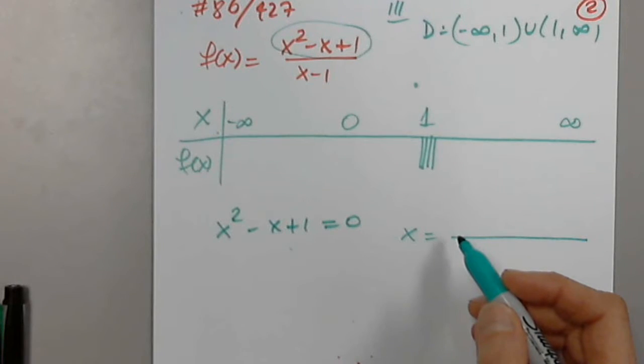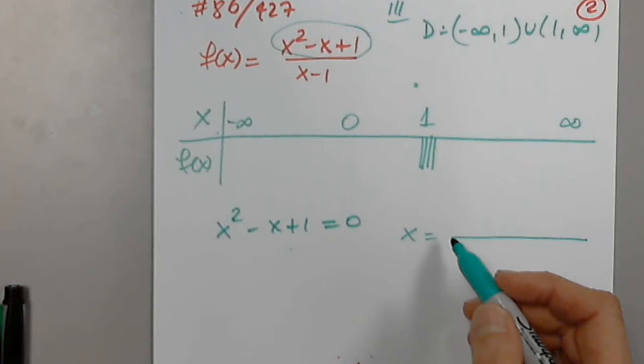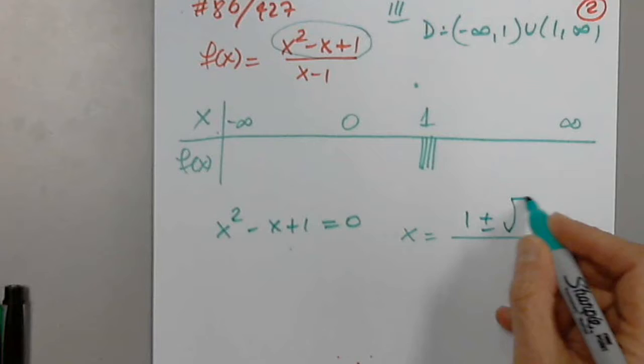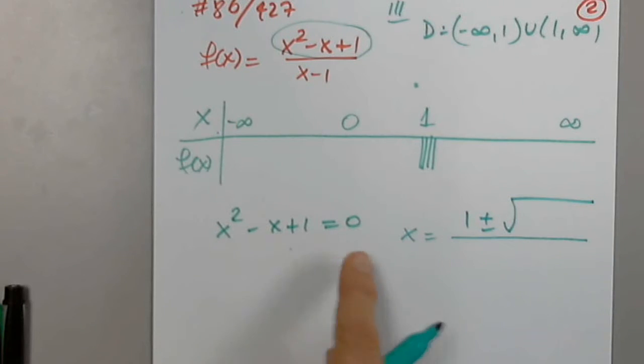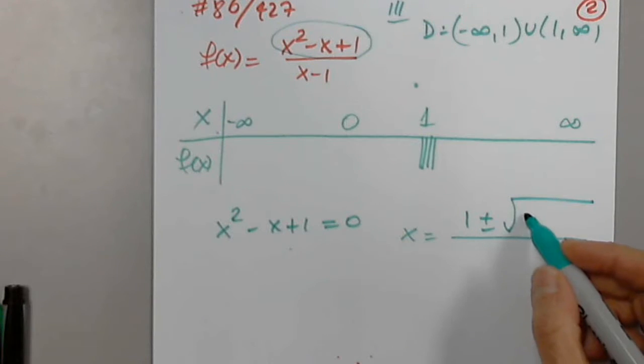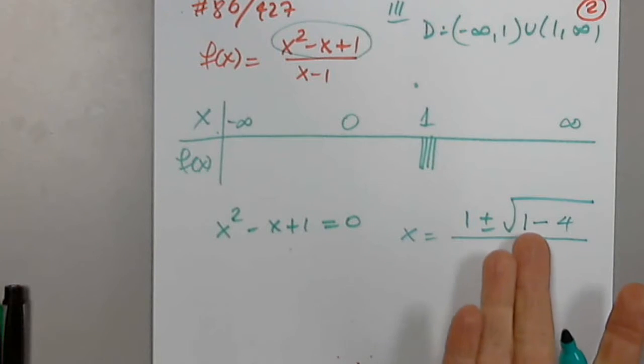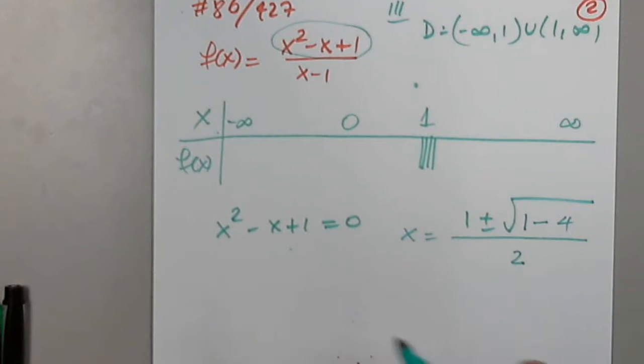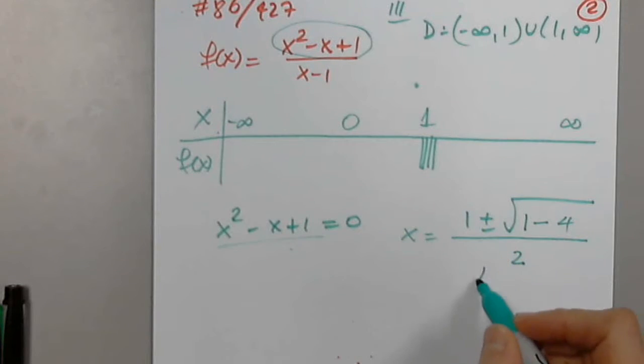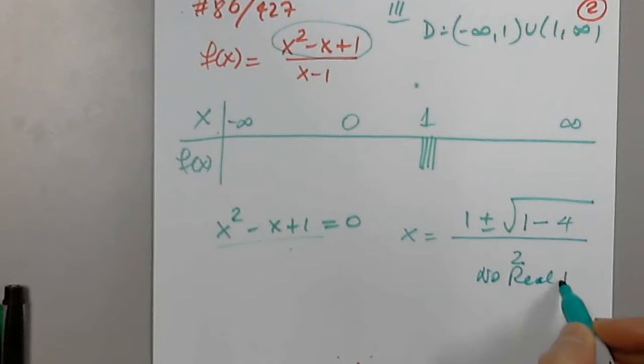We cannot forget the quadratic formula. Negative b, plus or minus. So negative 1 plus or minus the square root of 1 minus 4, over 2a. Is this factorable? No, because the square root is of negative 3. So I know this is not factorable. And furthermore, it has no real solutions.